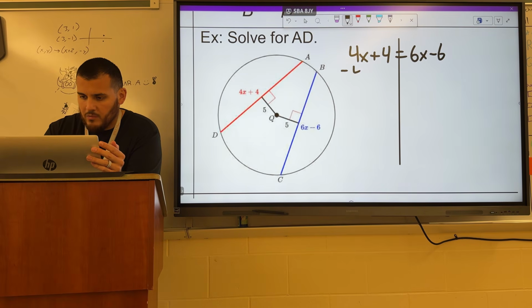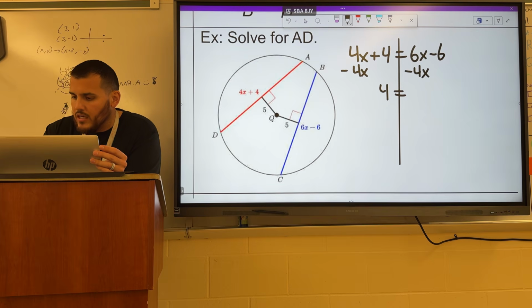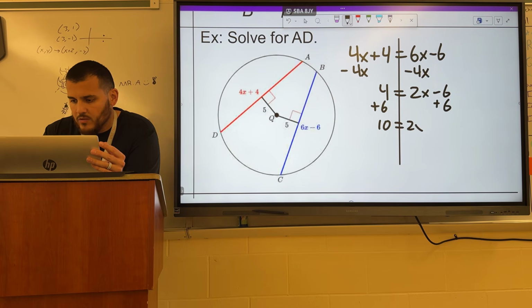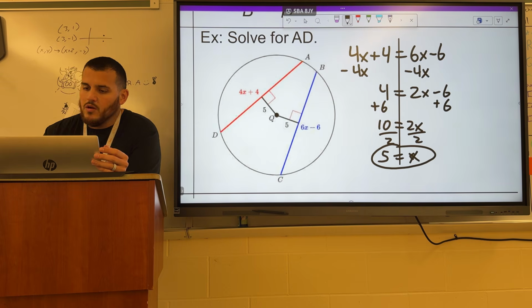I like to move my smallest x to get them on the same side, so I'm going to subtract 4x from both sides. That'll leave me with a 4 on the left, equal to, I'll have 2x now minus 6. I can get the 2x alone now by adding 6 to both sides. I get 10 equals 2x. I can then divide both sides by 2 to get x equals 5, which I shouldn't have circled.